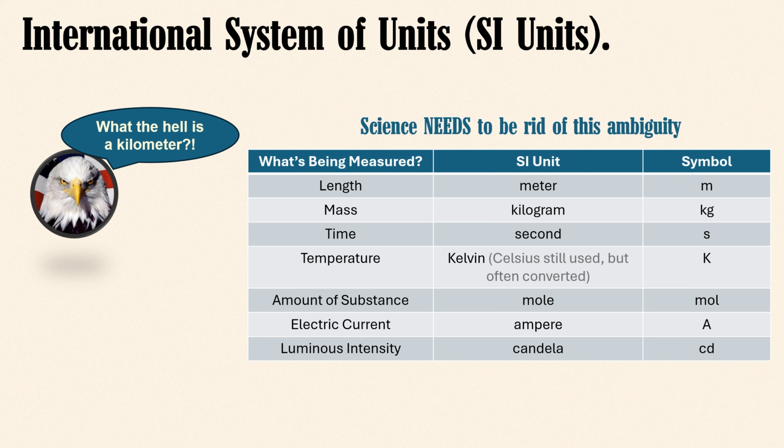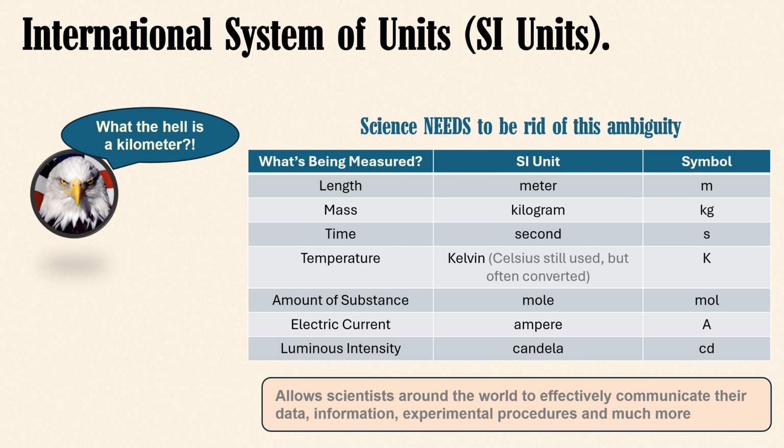So the SI system was developed, where scientists will use these parameters to define different kinds of measurements. So length is measured in meters, mass in kilograms, time in seconds, temperature in Kelvin, although Celsius is still used but often then reconverted. The amount of substance, which is particularly important for chemistry, is measured in moles, electric current in ampere, and luminous intensity in candela. The SI system allows scientists around the world to effectively communicate their data, information, and procedures with each other, and removes a lot of this ambiguity.